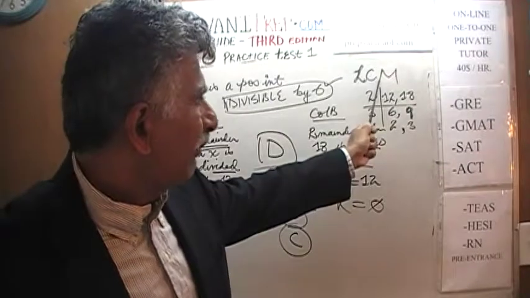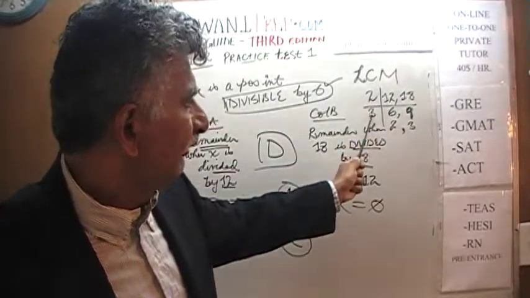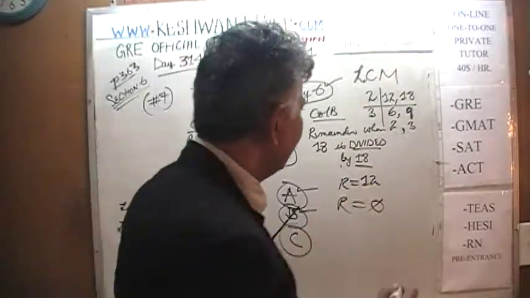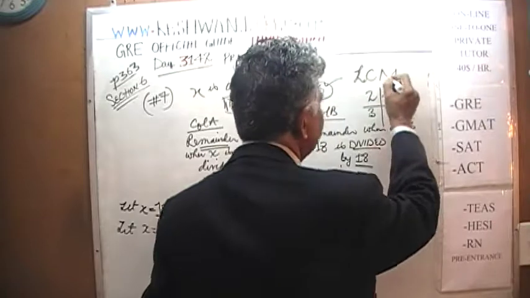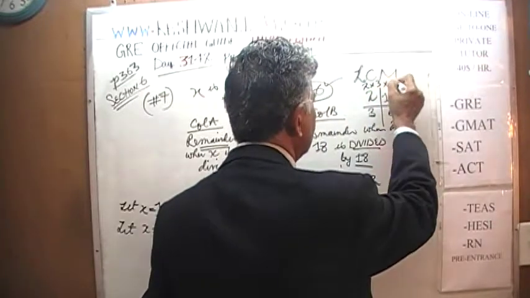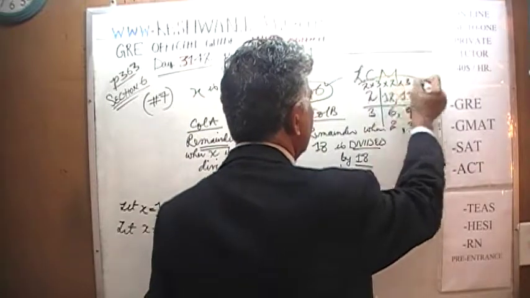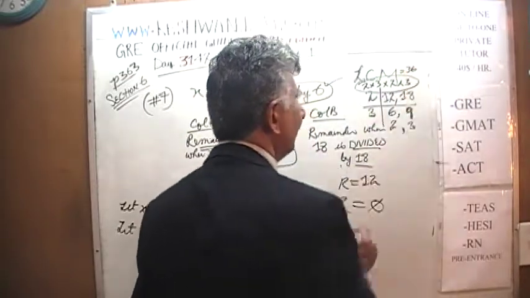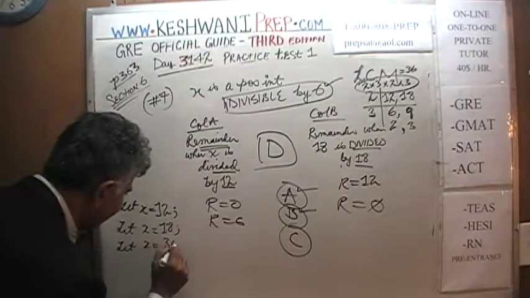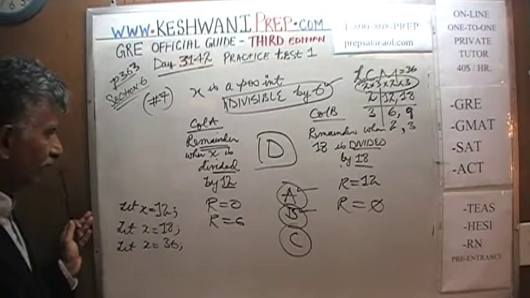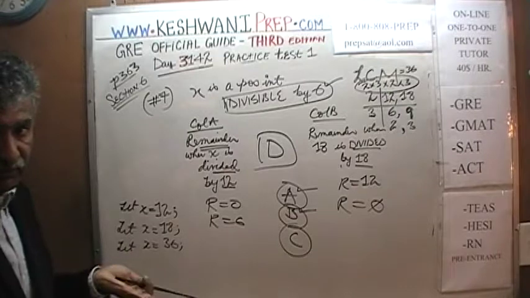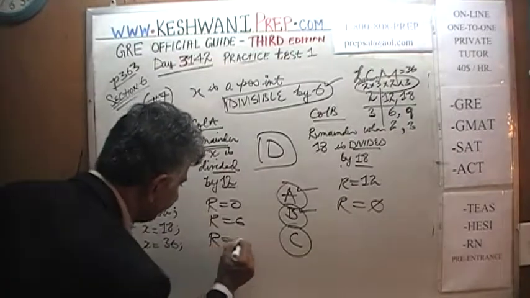So the least common multiple here would be 2 times 3, which is 6. 6 times 2 is 12, and 12 times 3 is 36. The least common multiple here would be 2 times 3, times 2, times 3, which is 36. So if you were to put 36 here, let x equal 36. If x equals 36, then when we divide 36 by 12, it goes 3 times exactly. The remainder is 0.